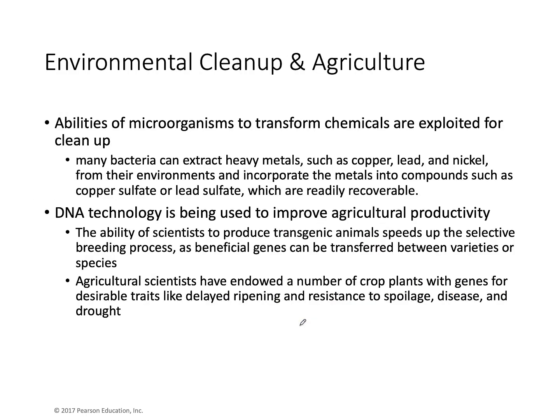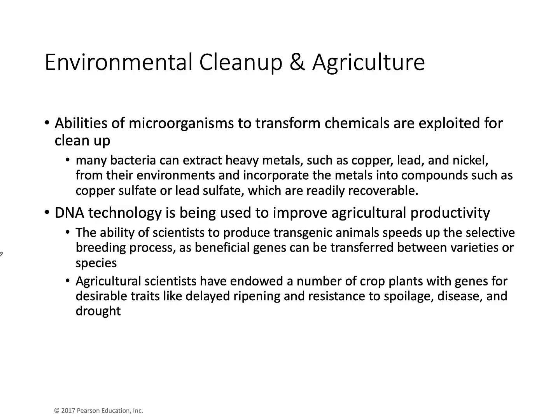We can also use biotechnology in our environment. There are many microorganisms that have natural abilities to transform chemicals, so we can exploit this by taking those genes that allow them those transformations and putting them into bacteria. So we have bacteria that can actually extract heavy metals out of the environment and incorporate them into metals that can actually be recovered. And so this is a way of getting toxic things out of lakes and rivers and other environments and removing them.